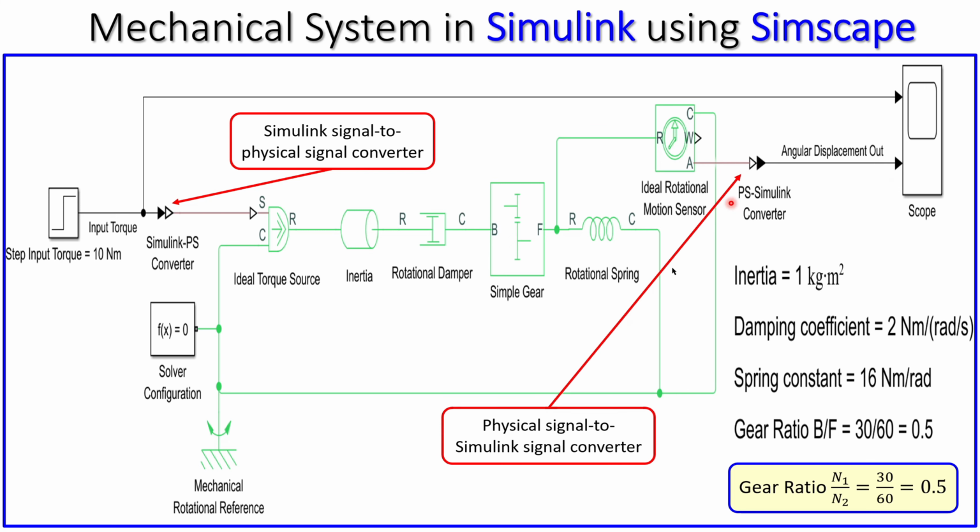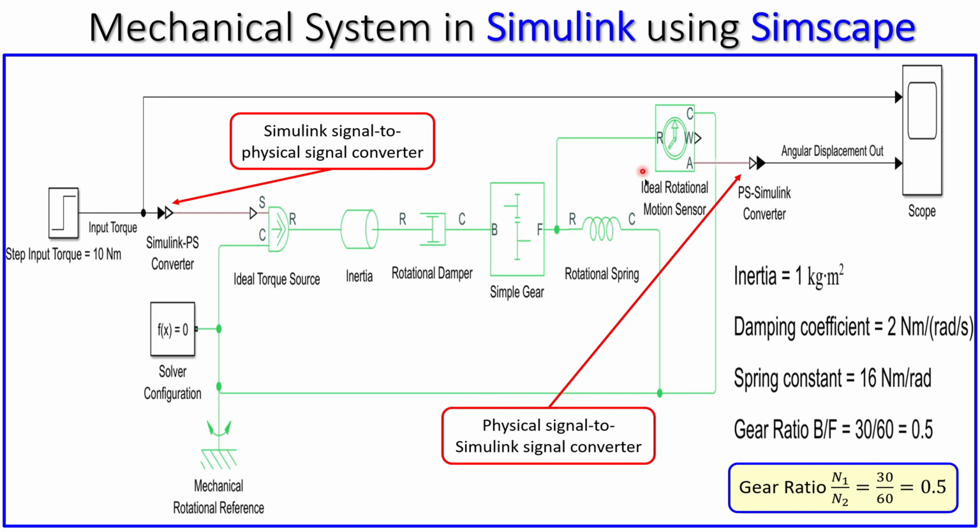So that's what's shown here, the physical signal to Simulink signal converter. We have a scope that will plot the angular displacement out and also the torque in, so we have two displays. This is required for our reference, like the ground in electric circuits. This is the mechanical reference for rotational systems. You can see this C is connected there because it was also connected to the mechanical reference at the spring. Everything is measured according to that reference.